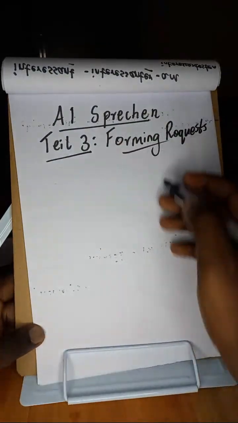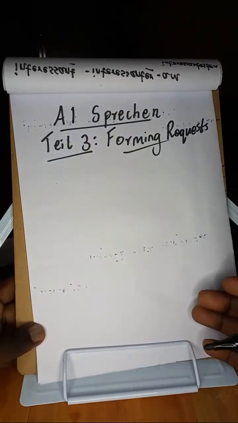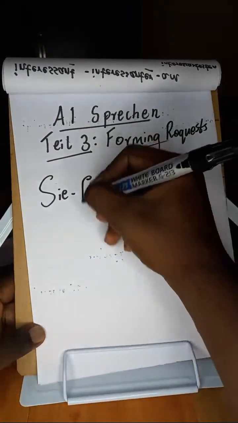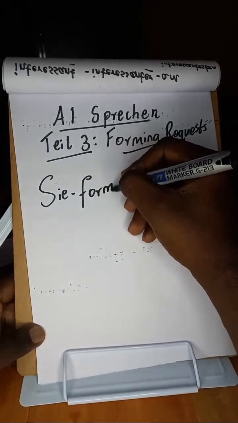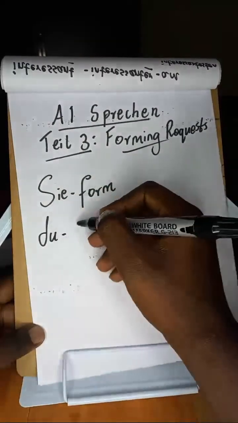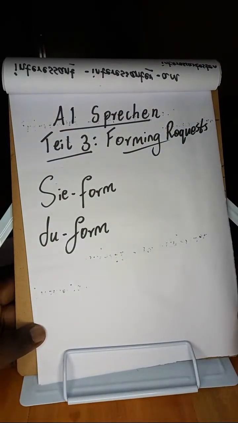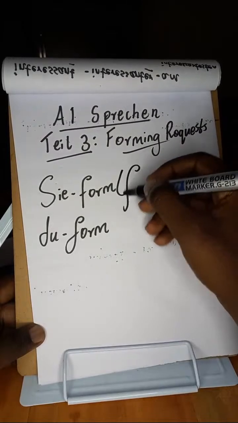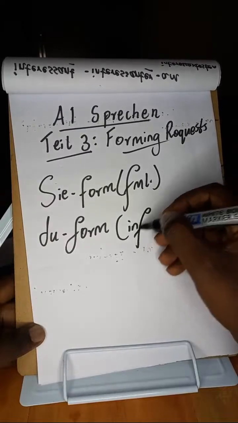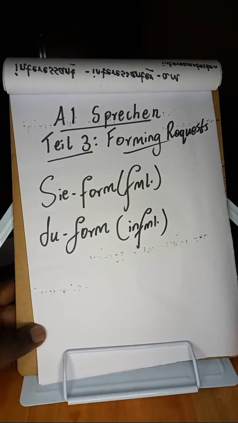Now, as we know very well, for those of us doing the preparation, there are two ways of forming requests in German. I could either form my request in the Sie form, or I could do it in the du form. Remember, this one is the formal, and this one here is the informal method, depending on the setup, right?